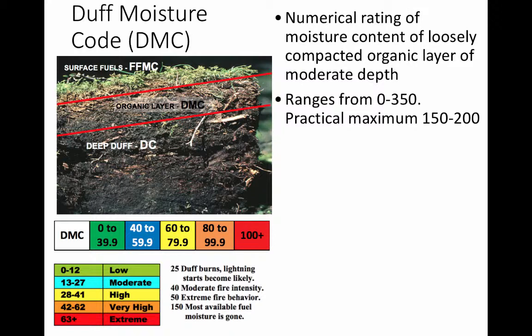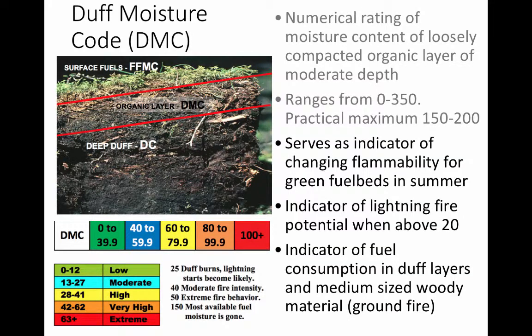The DMC can theoretically reach 350, though practically it reaches only 150 to 200 in the driest of seasons. The Duff Moisture Code is a good indicator of the changing flammability for green fuel beds during the growing season. Many have used it as an indicator of lightning ignitions, using a threshold of 20, and it can be used as an indicator of fuel consumption in ground fire.